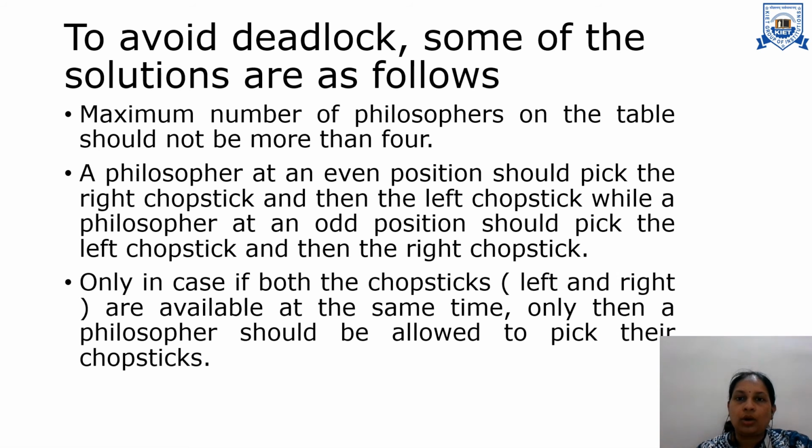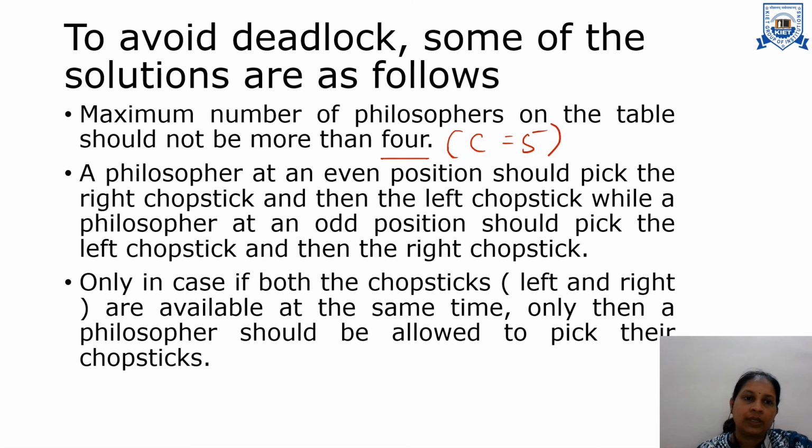Okay, to avoid deadlock, some solutions are given here, and we can follow any of them. The first solution is that the maximum number of philosophers at the table should not be more than 4. This is for 5 chopsticks. That means if we have 5 chopsticks, then the philosopher count should not be more than 4. What will happen? At least one of the philosophers will receive both the resources, complete its task, and release the resources, which will be used by any other process, and the possibility of deadlock will be resolved.